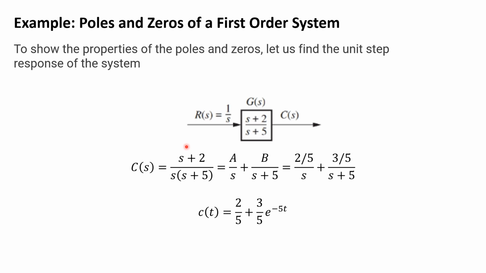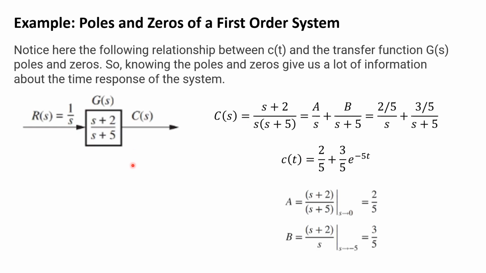So here, if you take this function now C(s) and you do an inverse Laplace transform, what do you get? Well, you get 2/5 plus 3/5 times e to the minus 5t. So what do we learn from this? We're trying to learn how to determine the information from Laplace transforms without having to find the time-based function. So here we can plot this. We know what this looks like.